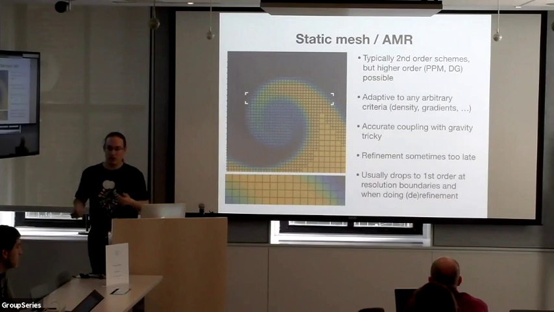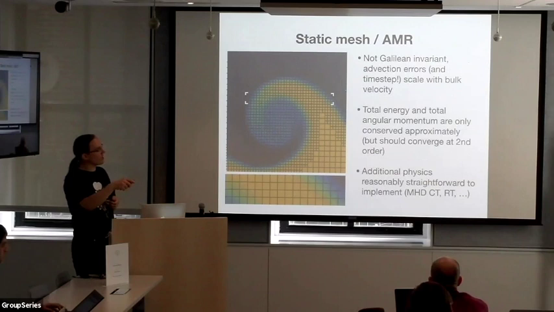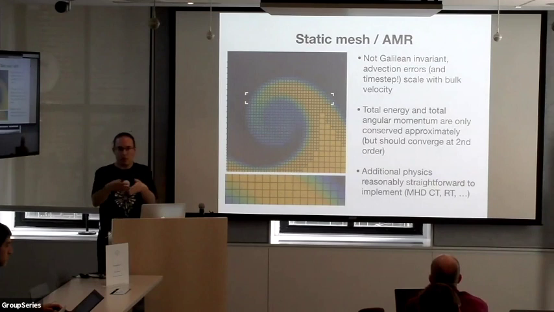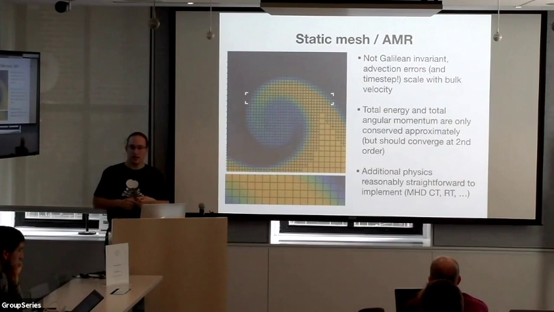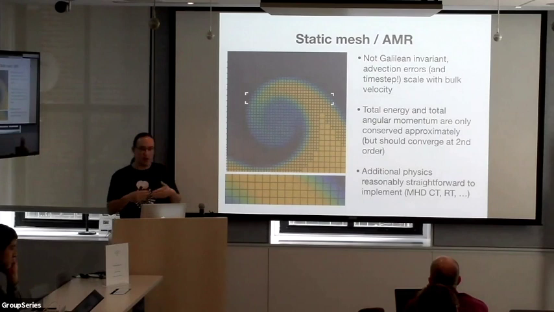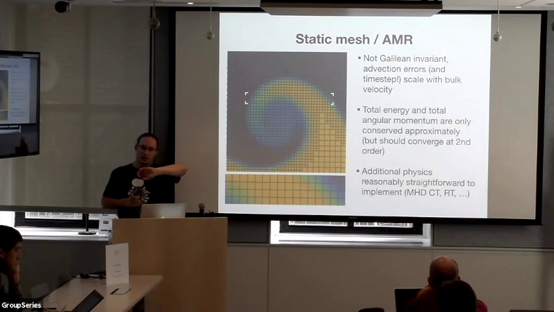It's also obviously not Galilean invariant, because you have one preferred frame, which is the left frame where the mesh sits. What's interesting is that there's one more subtle difference that comes from this compared to the Lagrangian methods. The main time step criterion, a Courant criterion, asks how fast can information travel over the cell, right?